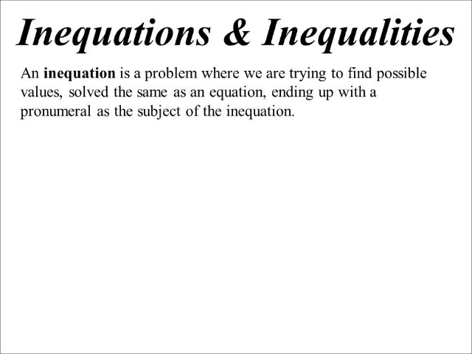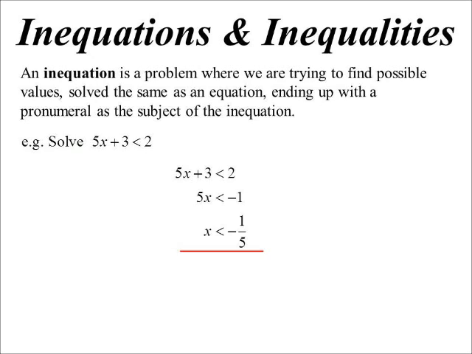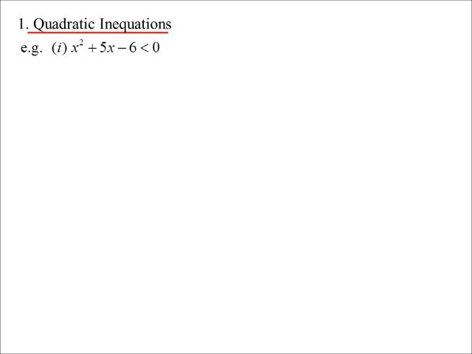So a problem where we're trying to find possible values, we solve it just like an equation, and we end up with a pronumeral being the subject of that. So x is greater than or x is less than. Technically that's an inequation. So 5x plus 3 is less than 2, not exactly the most mind-blowing one, but just to use it as an example, and we solve it, and we end up with x is less than minus 1/5. Quadratic inequations. Let's have a look at these.